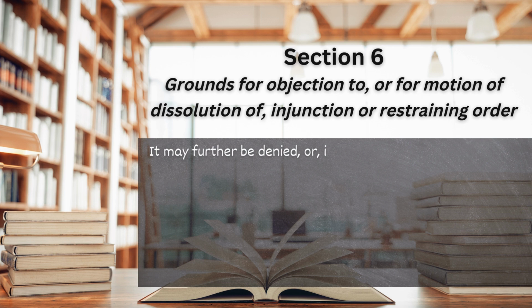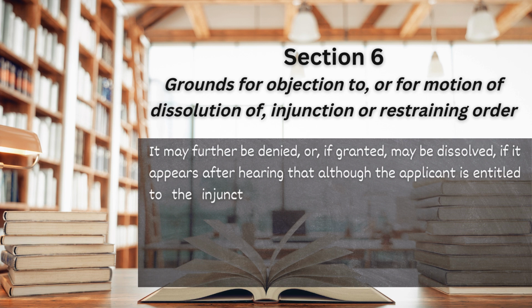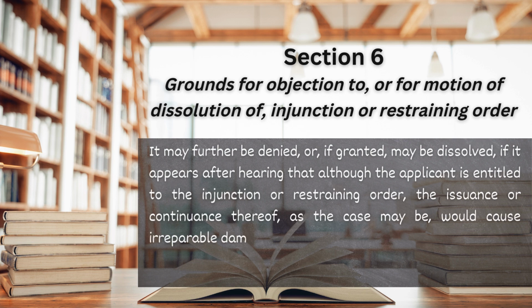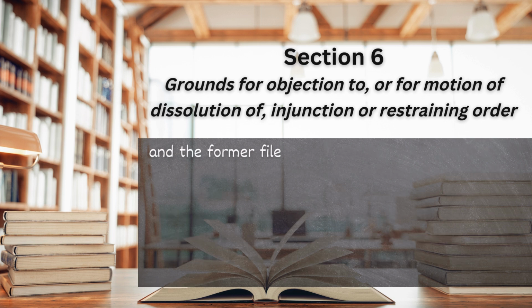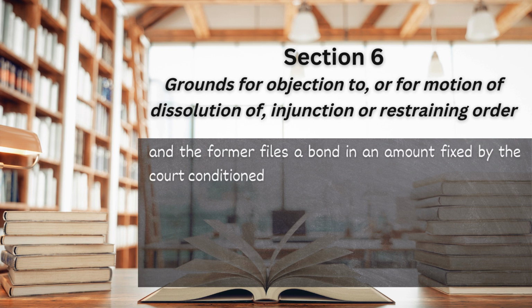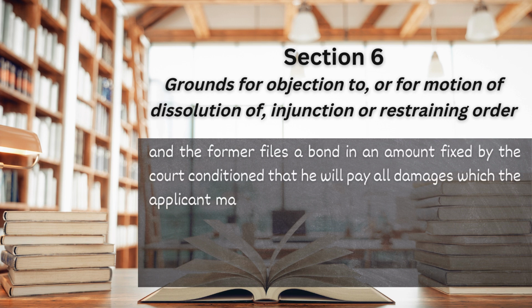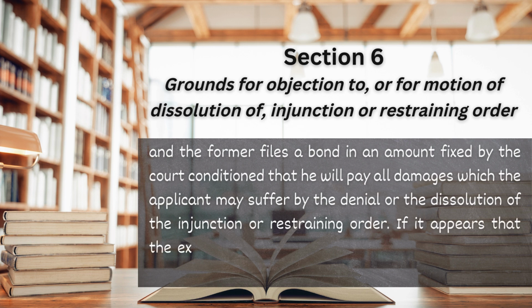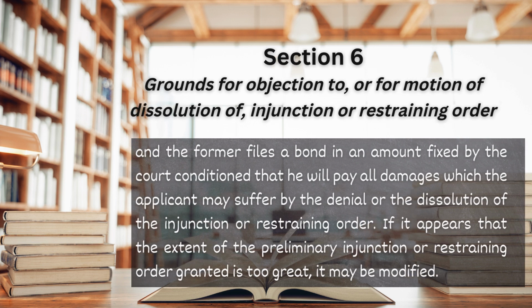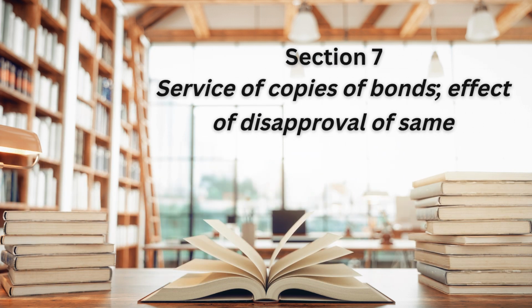It may further be denied, or if granted, may be dissolved, if it appears after hearing that, although the applicant is entitled to the injunction or restraining order, the issuance or continuance thereof, as the case may be, would cause irreparable damage to the party or person enjoined, while the applicant can be fully compensated for such damages as he may suffer, and the former files a bond in an amount fixed by the court, conditioned that he will pay all damages which the applicant may suffer by the denial or the dissolution of the injunction or restraining order. If it appears that the extent of the preliminary injunction or restraining order granted is too great, it may be modified.